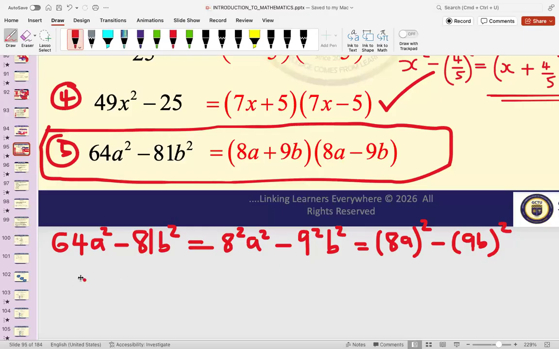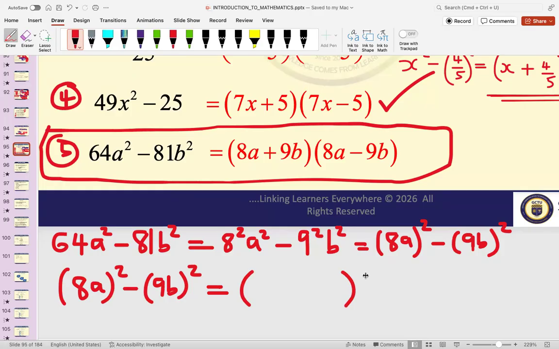So we end up getting 8a all squared minus 9b all squared. Since we now have one general square before the sign, one general square after the sign, we open our two brackets.